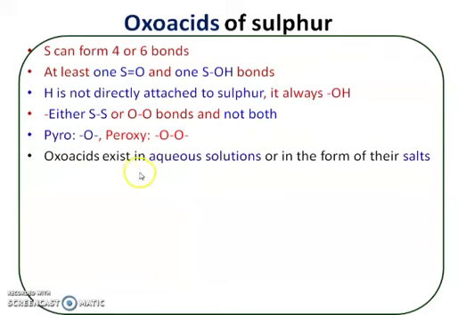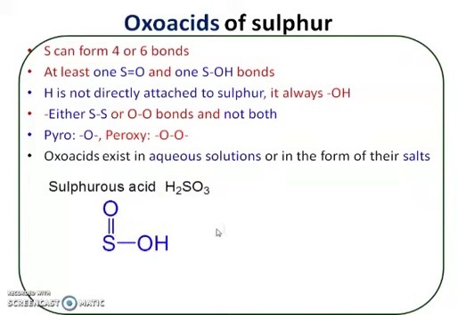And already I told you, oxyacids exist in aqueous solution or in the form of their salts. I will take some examples. First is sulfurous acid, that is H2SO3. So here there are two hydrogen atoms, 1 sulfur and 3 oxygen atoms. Already I told you, in an oxyacid of sulfur, there must be a sulfur-oxygen double bond and a sulfur-OH single bond. This must be there.